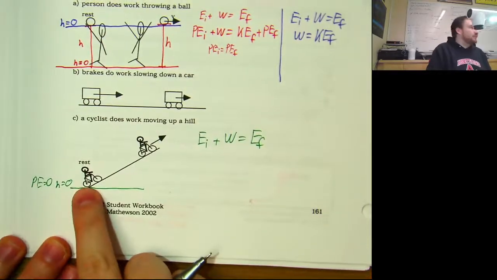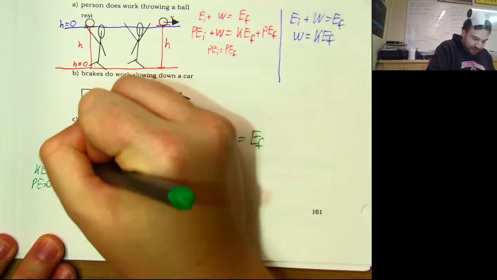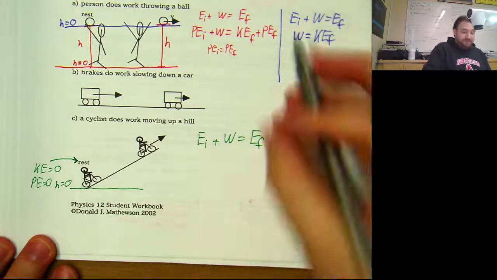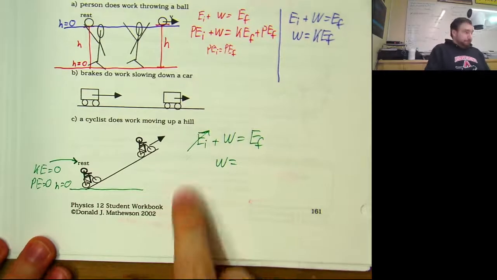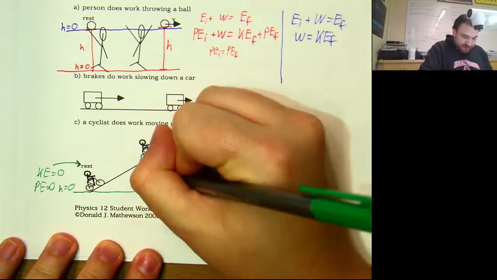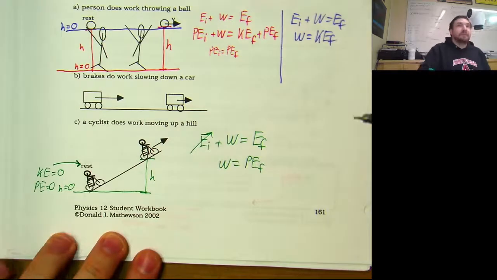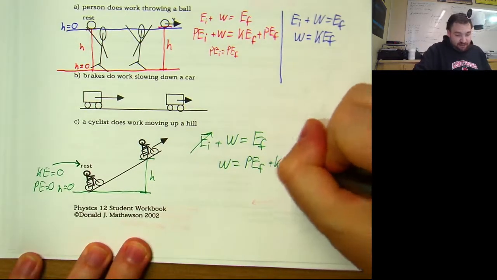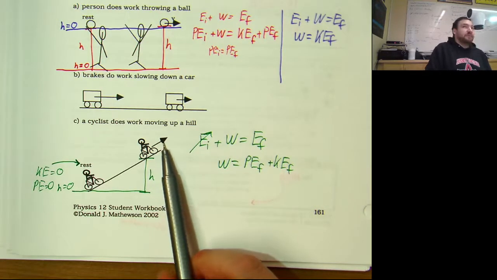What else is 0 at this point? Kinetic energy equals 0 at this point because this thing's at rest. That gets rid of this term here. That just means I have work is equal to, what kind of energy exists at the end? This guy is now at some height h. So I've got potential energy at the end and kinetic energy at the end. He's still moving. This arrow implies that there is some unknown velocity.